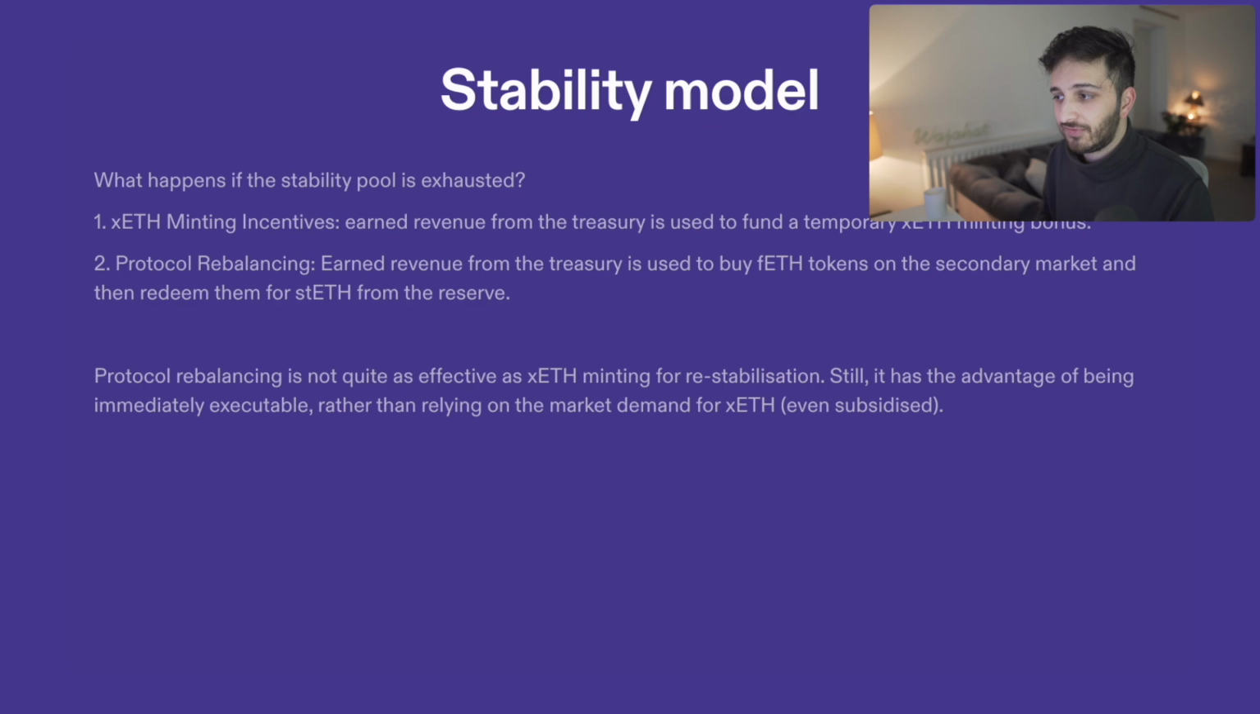So what happens if the stability pool gets used up? Well, then we may have a problem, because now we've got a significant amount of FETH, but compared to XETH, not so much. Now, what we will have is XETH minting incentives, where some of the revenue earned from the treasury is used to fund a temporary incentive bonus to kind of mint XETH.